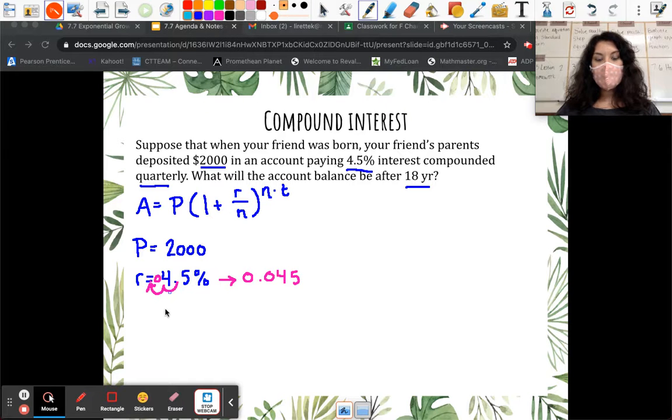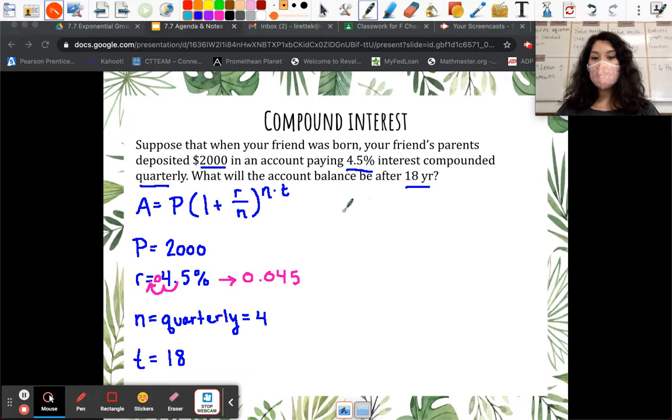Okay, and then my N value, that comes from this word. It's saying that it's compounded quarterly. Okay, quarterly translates into a number. When I think of the word quarterly, I think of quarters, like in money. How many quarters make a dollar? 4 quarters. So how many quarters make a year? 4 quarters. So quarterly means that our N value is 4. And then what will the account balance be after 18 years? This tells me that my T value is 18. Once we've got all the numbers, plug and chug.